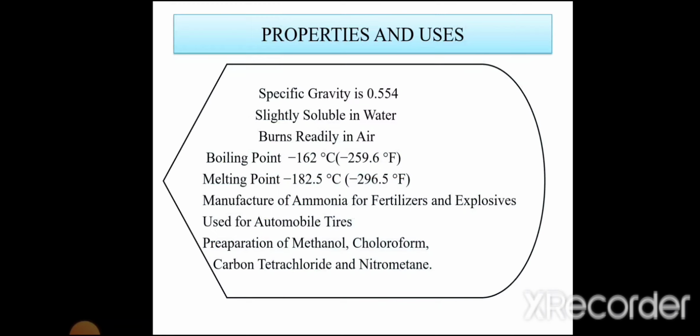Methane is lighter than air, having a specific gravity of 0.554. It is only slightly soluble in water. It burns readily in air, forming carbon dioxide and water vapor. The flame is pale, slightly luminous and very hot. The boiling point of methane is minus 162 degrees Celsius and the melting point is minus 182.5 degrees Celsius.